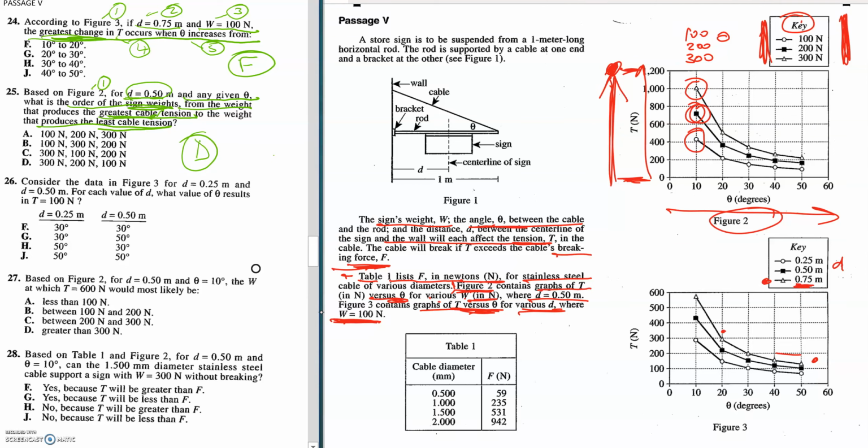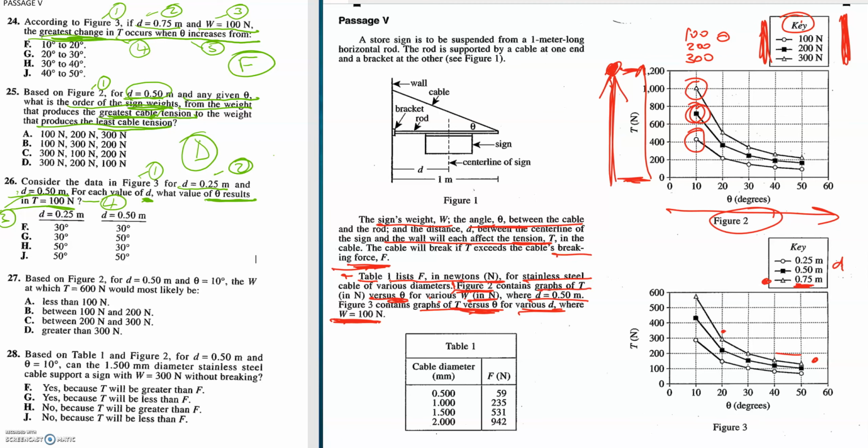Number 26, consider the data in figure 3. So that'll be step 1. D equals 0.25 and D equals 0.5. For each value of D, what value of theta results in T equals 100? All right, so step 2, I need to find 0.25. Step 3, I've got to work out what 0.5 is. For each value of D, for both of them, what's the value of theta that is 100? All right, so that's step 4. What value of theta would give me T equals 100N?